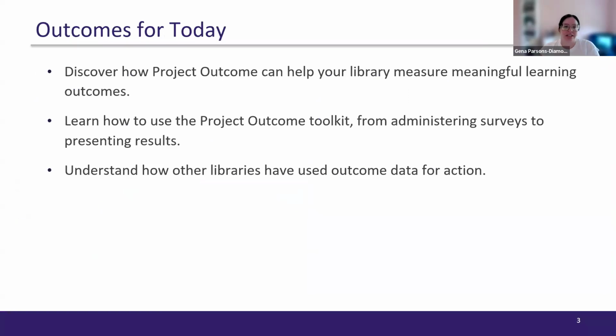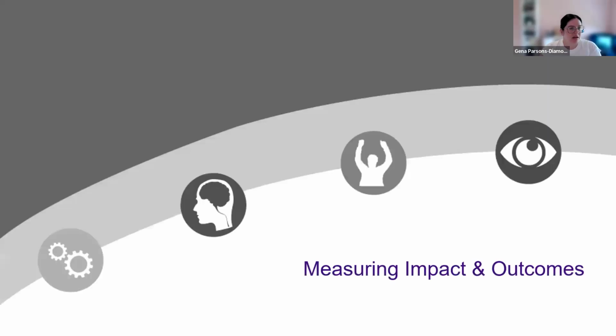Today's webinar focuses primarily on outcome measurement and why it matters for your library. We'll walk you through using the Project Outcome Toolkit, and in addition, we'll share a few case studies as examples of how other libraries are using the Project Outcome Toolkit for improvements in advocacy. But we're going to go ahead and get started with a couple quick definitions.